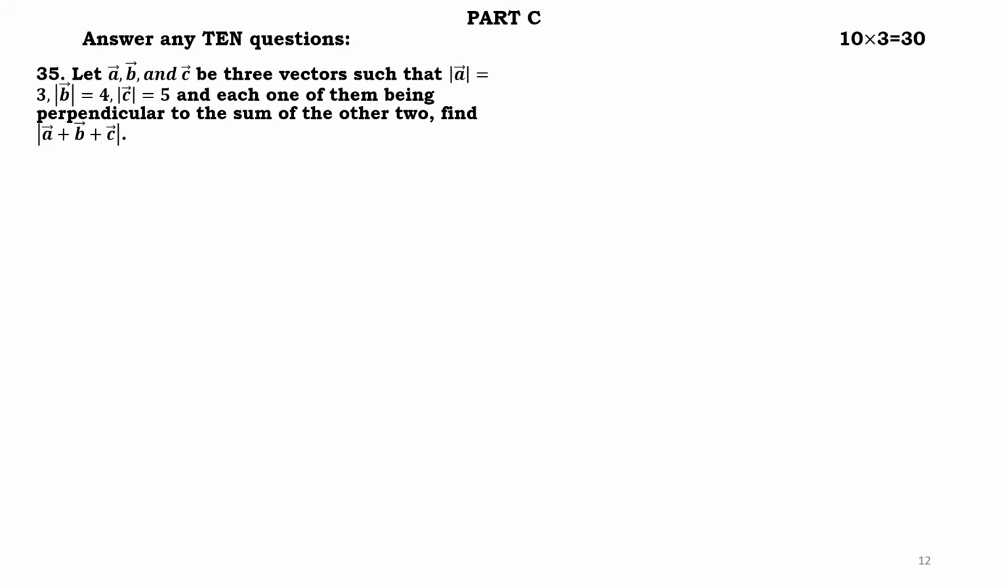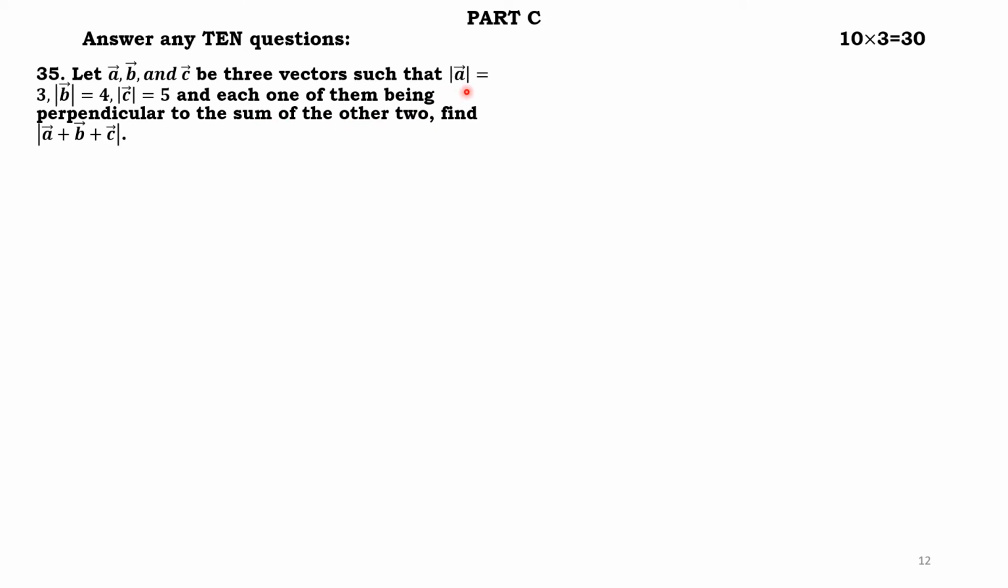Next question. Question number 35. Let vector A, vector B, and vector C be three vectors such that mod of vector A is equal to 3, mod of vector B is equal to 4, mod of vector C is equal to 5, and each one of them being perpendicular to the sum of the other two.